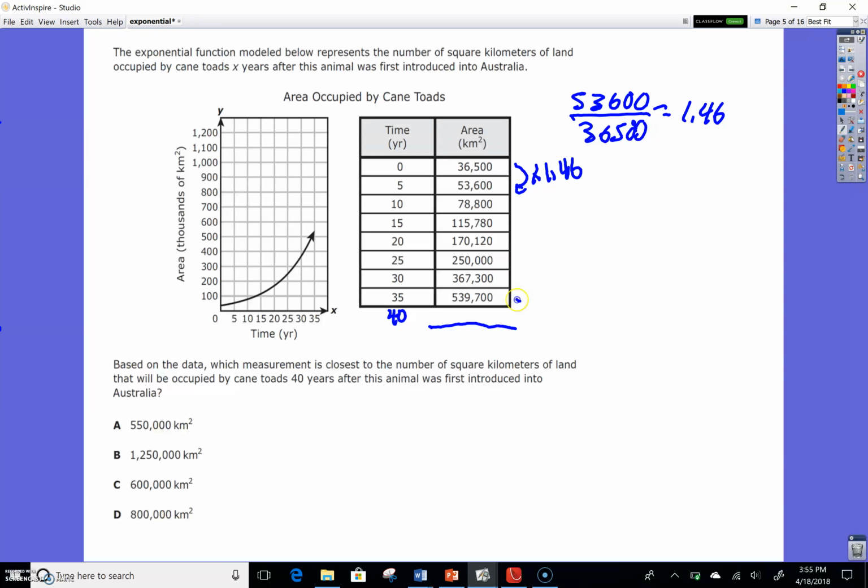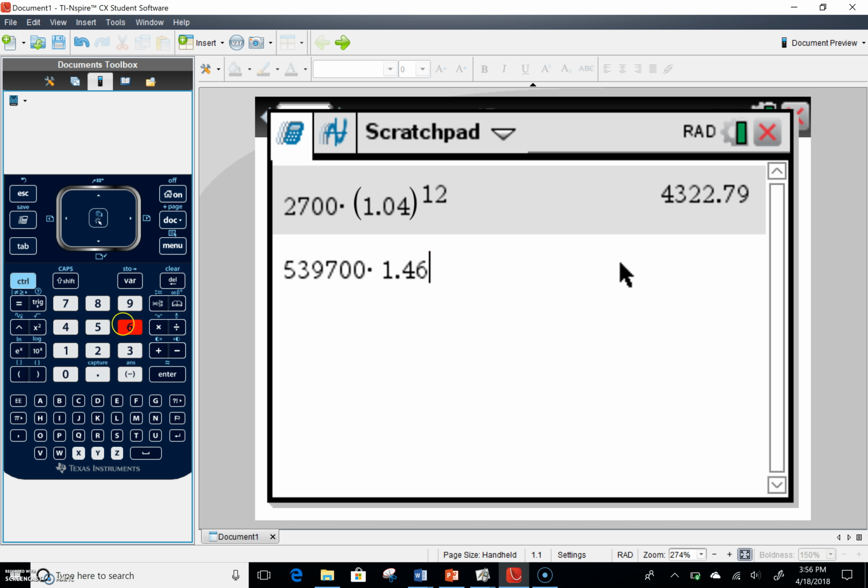See how this goes by 5? So I just need to multiply 1.46. So 539,700 times 1.46. See, 787,000. And if you read close, what is the closest number? So that's going to be 800,000.